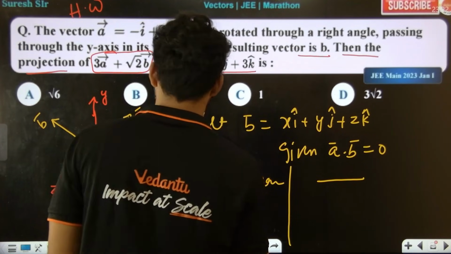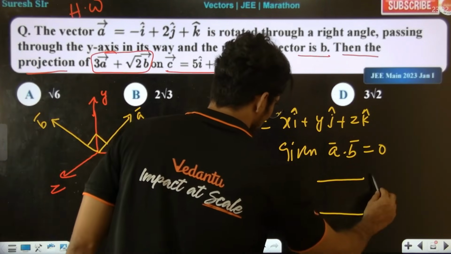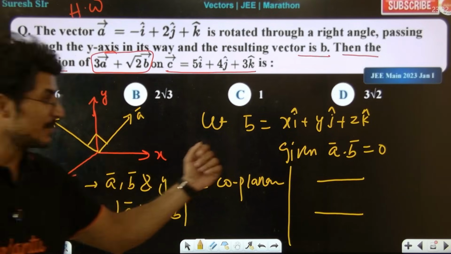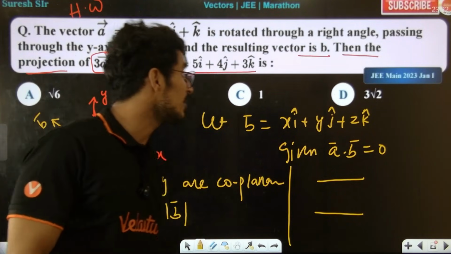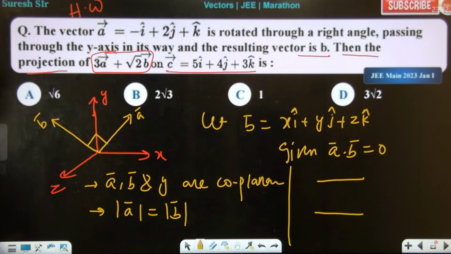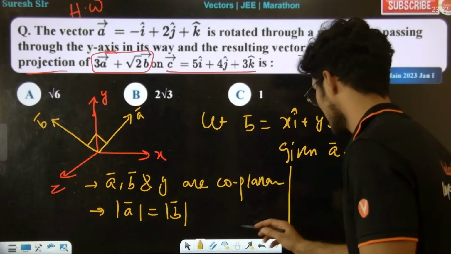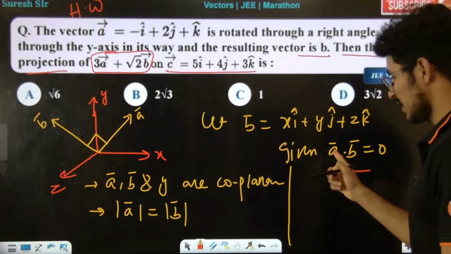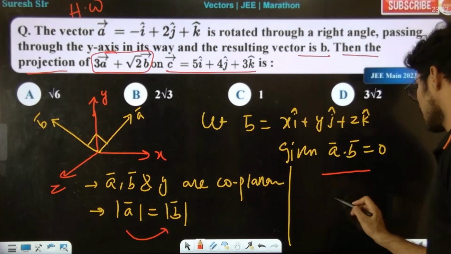And now magnitude of A is equal to magnitude of B, another equation you will get. A dot B is equal to 0, one equation you will get. Magnitude of A is equal to magnitude of B, another equation will come. How do you get another equation? Listen to me, what I am saying. Very, very simple. See, what are the conditions we have got? A dot B is equal to 0, one equation will come. Magnitude of A is equal to magnitude of B, one equation will come.